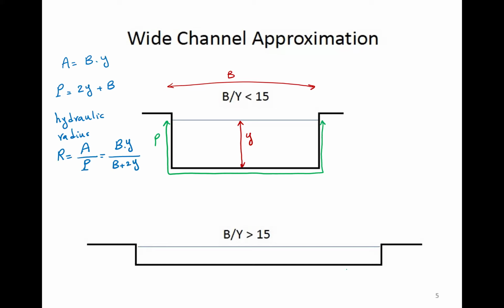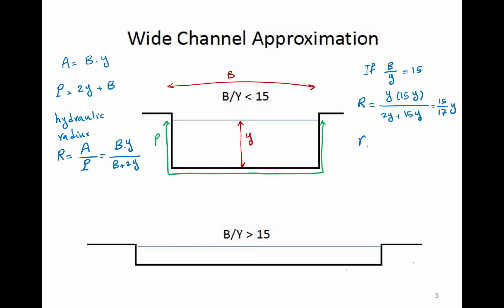We've seen that before. Now, if B over Y, width of the channel divided by depth, is equal to 15, what happens? Then the hydraulic radius will be equal to, look at the equation on the left, I'm going to write everything as a function of Y. It will be Y times 15Y, since B is equal to 15Y, right? And the denominator is 2Y plus 15Y. So this will be equal to 15 over 17 times Y.